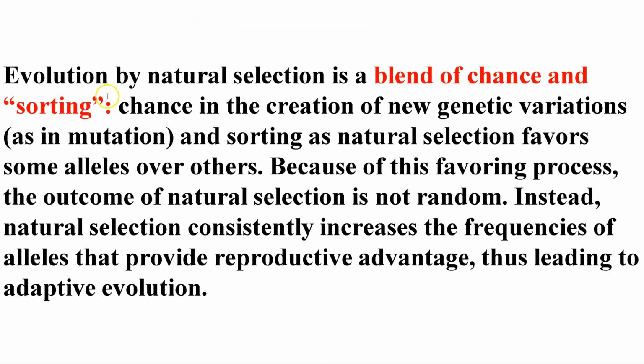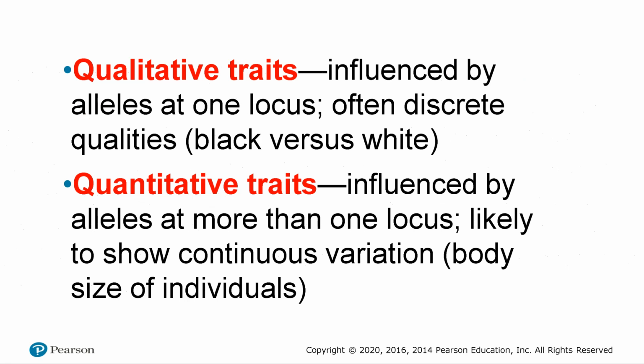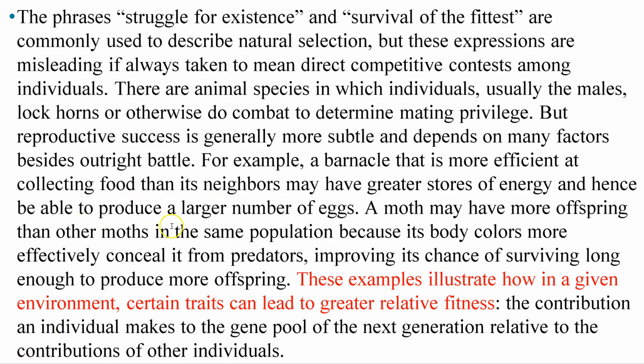Okay, so evolution by natural selection is a blend of chance and sorting, which means it's just random chance. But natural selection does favor some alleles over others based upon the environment and survival of the fittest. There are different traits: qualitative traits influenced by alleles at one locus, and quantitative traits usually influenced by more than one allele. You can read this: struggle for existence and survival of the fittest. Not everything is directly competing, though.